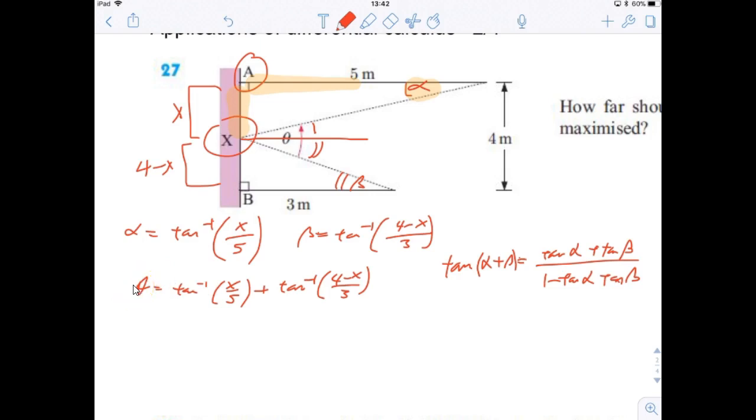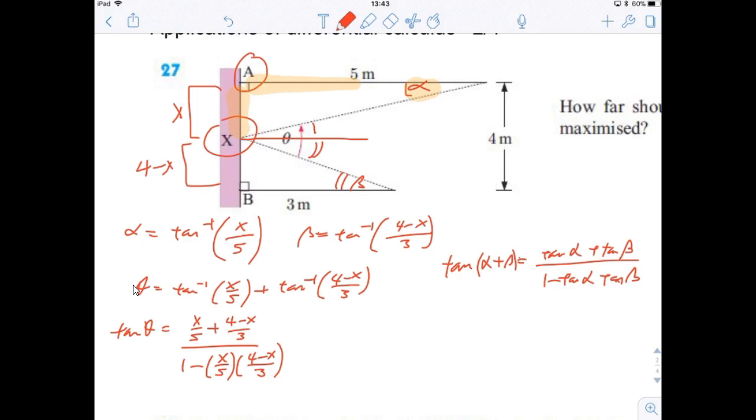So let's do that. We have tangent of theta, which is equal to tangent of alpha plus beta. And then we'll say, okay, tangent of alpha, x divided by 5, plus tangent of beta, 4 minus x divided by 3, divided by 1 minus tangent of alpha, x divided by 5, times tangent of beta, 4 minus x divided by 3. So then if we take the inverse tangent of that, we're going to have an expression where maybe we can figure out what the x value is without a graphing calculator at least, okay?